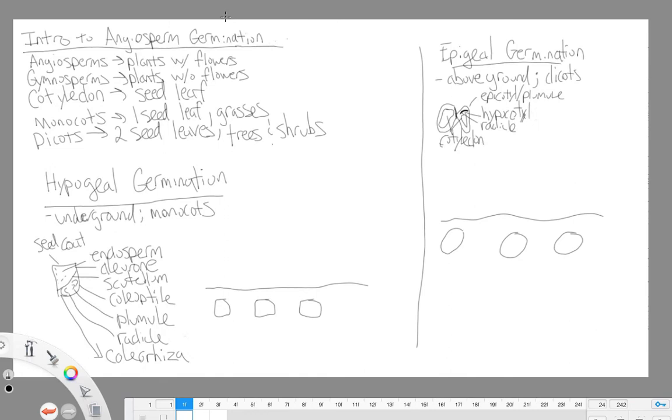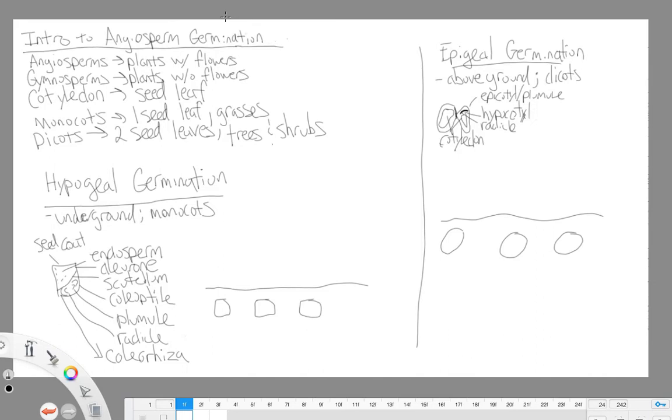So last lecture we looked at angiosperm germination. To begin with, we defined angiosperms as plants that have flowers, as opposed to gymnosperms, which are plants without flowers, such as cedars or pines. With the exception of lumber, by and large in agriculture we are cultivating angiosperms.